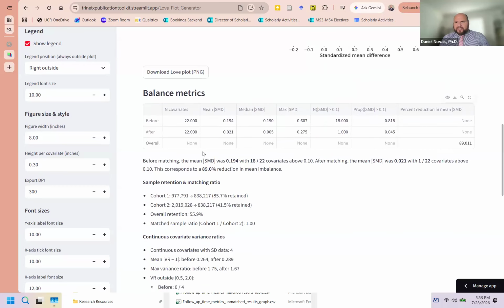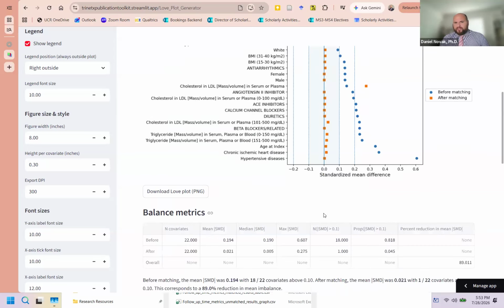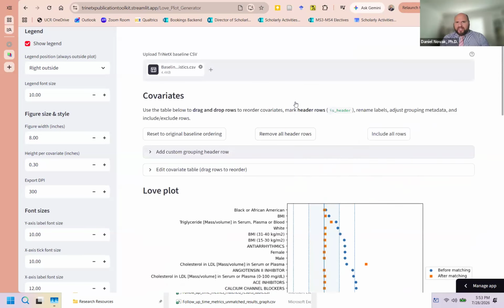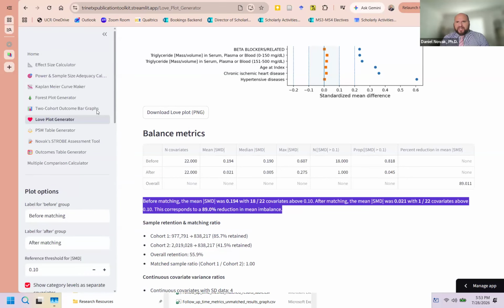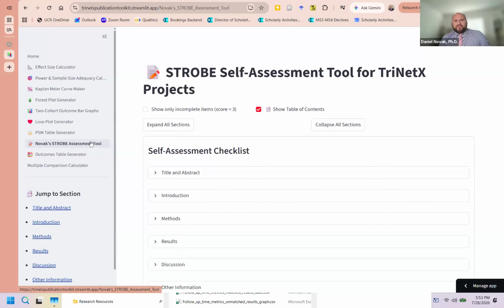But what's really great about this visualization is it really communicates clearly to people that before matching, there's a lot of statistically significant differences between the groups, and after matching, they're kind of randomized down at zero. They're much below 0.1, which is the threshold that we want for a standardized mean difference. And one nice thing too is this calculator will automatically generate for you a little sentence summarizing your pre and post matching success. How many covariates were above or below your threshold before and after. So that's really useful stuff.